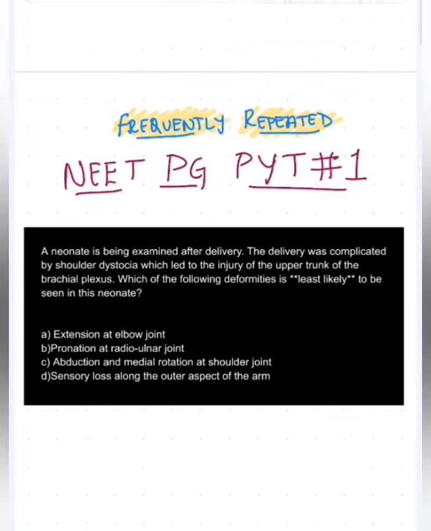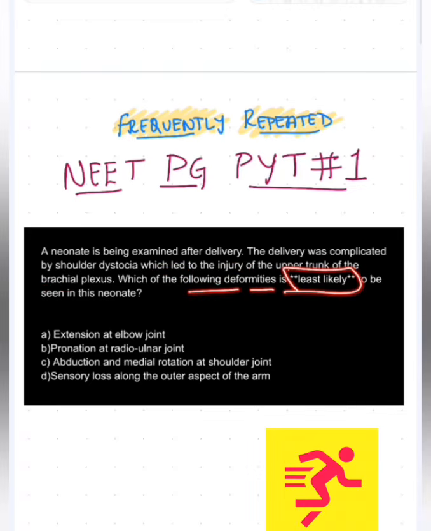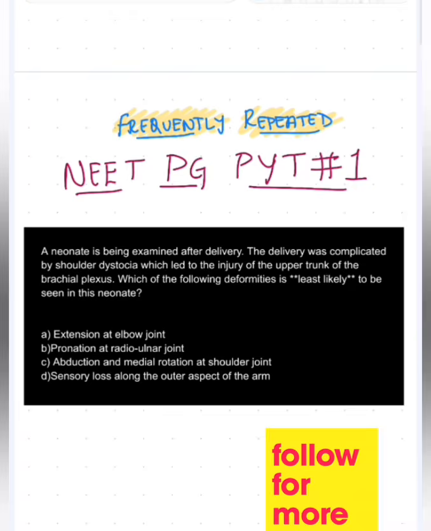Take a look at this question. A neonate is born with shoulder dystocia, which led to injury of the upper trunk of the brachial plexus. Which of the following deformities is least likely to be seen in this neonate? Before answering this question, let us briefly see about the brachial plexus.